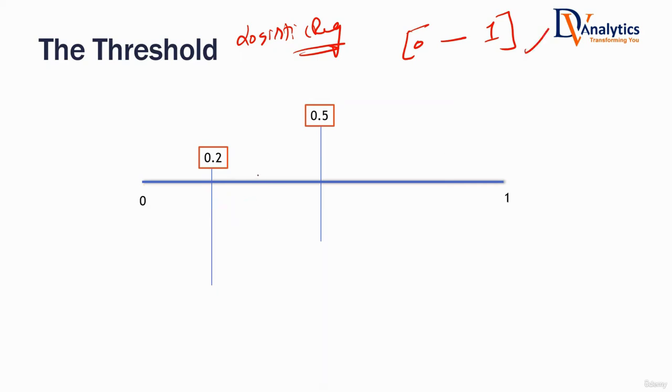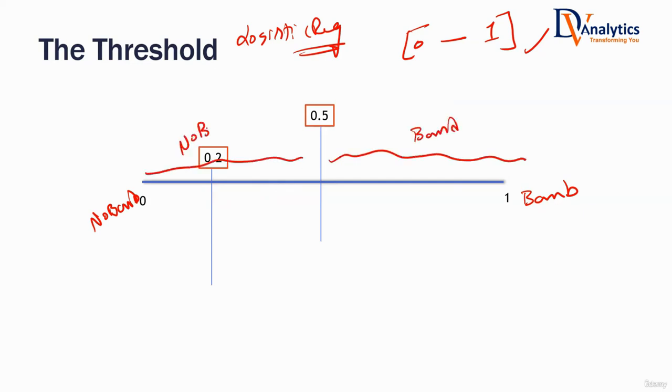But we can override it. We can change that threshold. For example, this is the car with the bomb. This is the car with no bomb. Until now, what are we doing? If the probability is more than 0.5, we will say there is a bomb in it. If the probability is less than 0.5, we will say there is no bomb in it. That's what Python does by default.